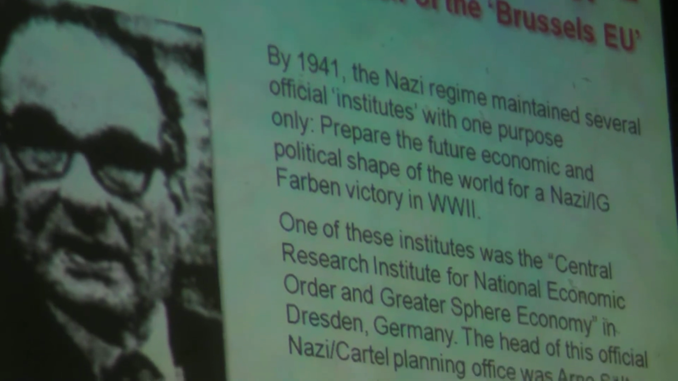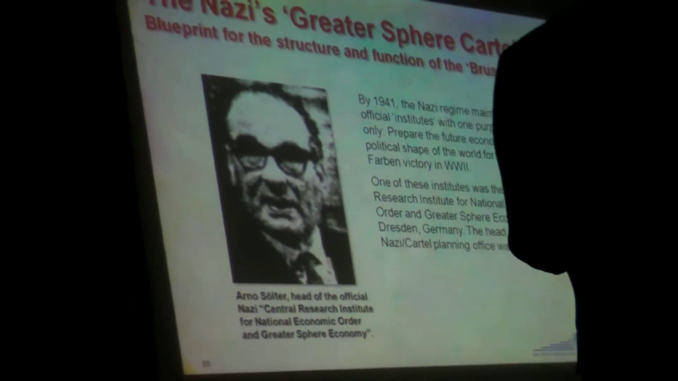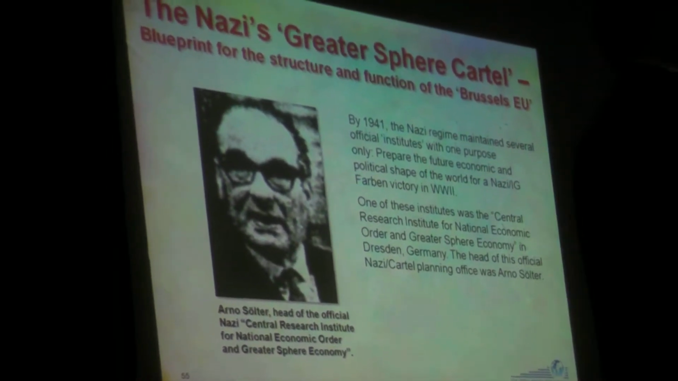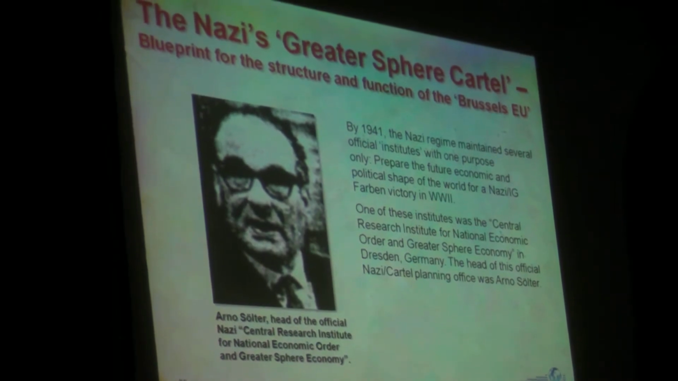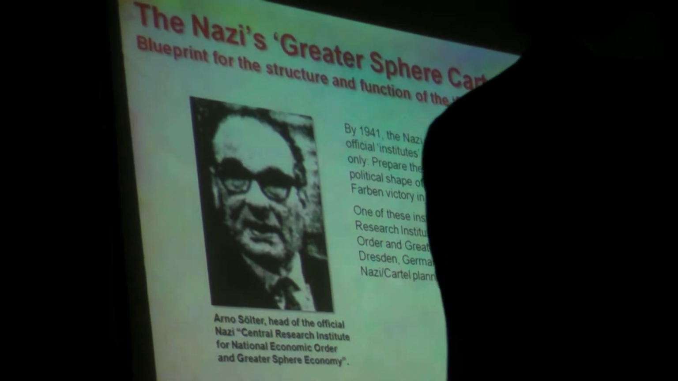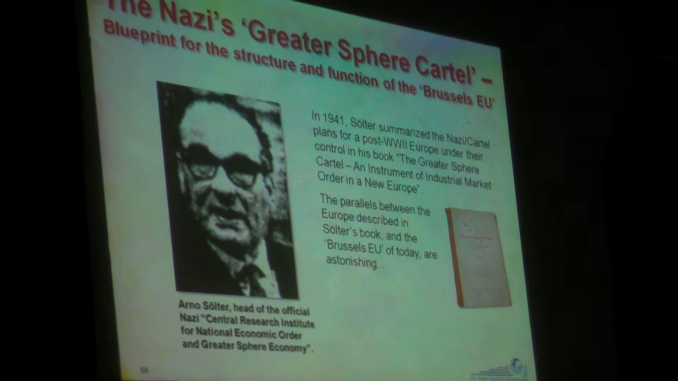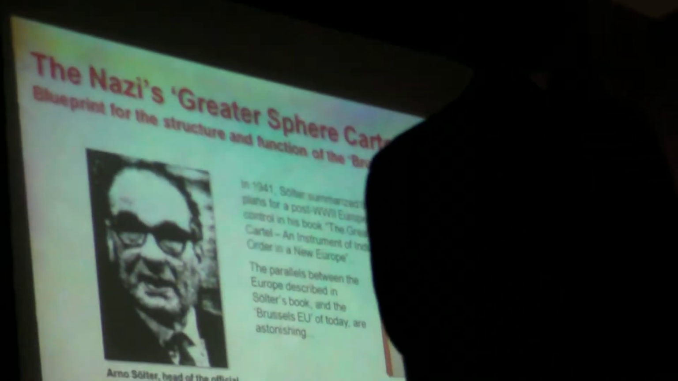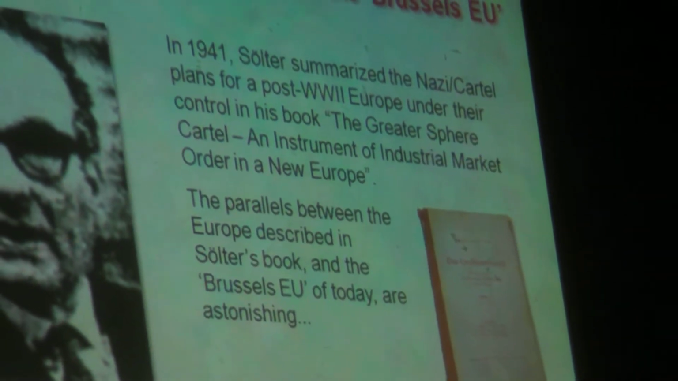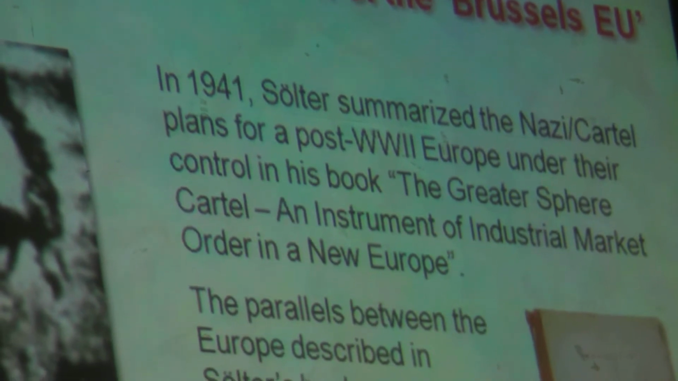One of the institutes that the Nazi regime was maintaining was something called the Central Research Institute for National Economic Order and Greater Sphere Economy. This was based in Dresden, in Germany. And the head of this office was this man you can see here, Arno Scholzer. In 1941, Scholzer summarised the Nazi cartel plans, the Nazi IG Farben plans, for a post-World War II Europe.